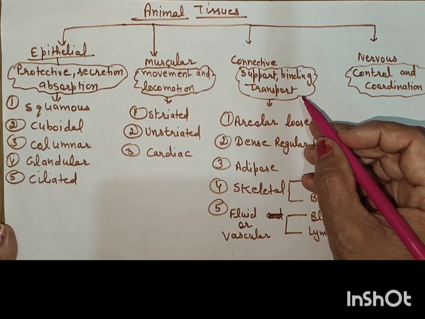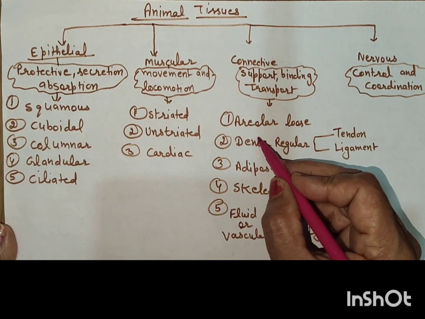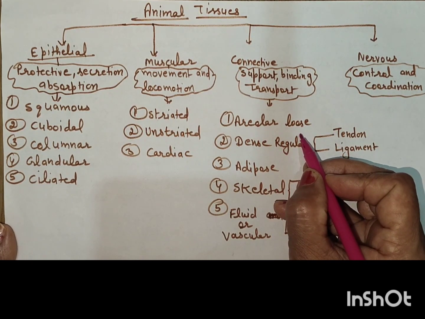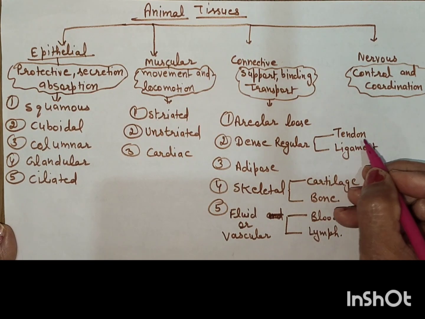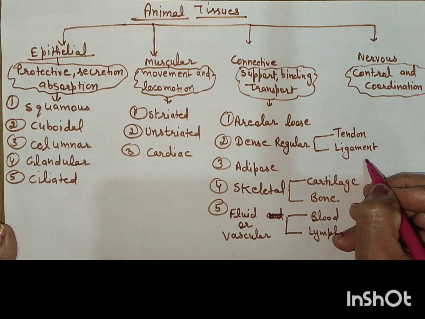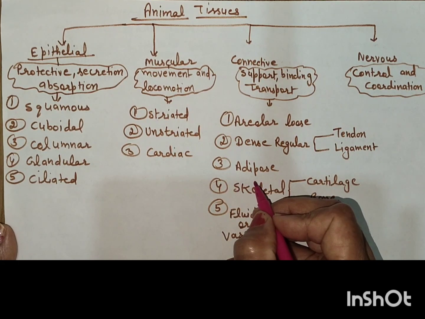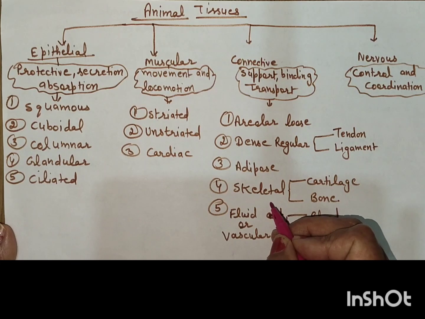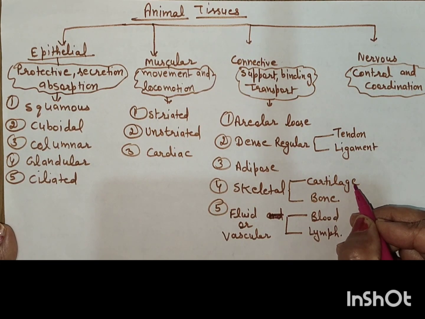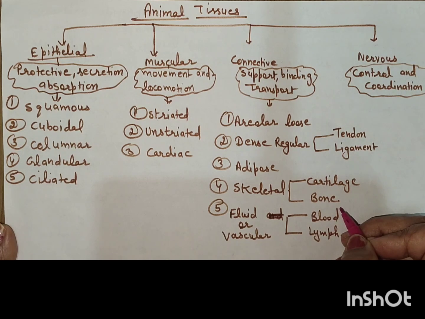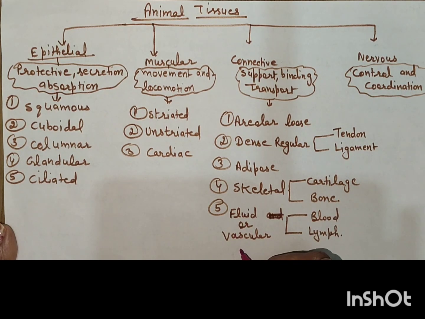Now connective tissue. Connective tissue is of the following types: areolar loose connective tissue, dense regular connective tissue, and this dense regular connective tissue is of further 2 types: tendon and ligament. Next is adipose connective tissue. Skeletal connective tissue is of further 2 types: cartilage and bone. Next is fluid or vascular connective tissue. It is of 2 types: blood and lymph.